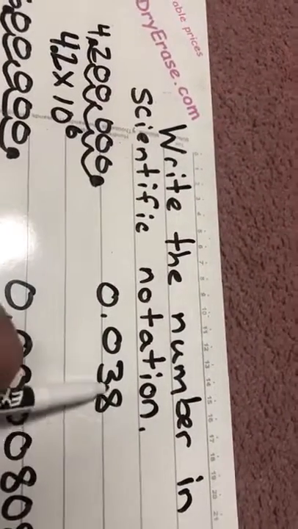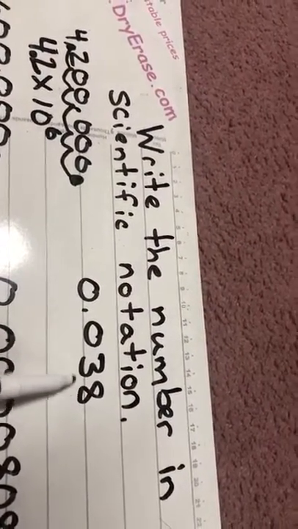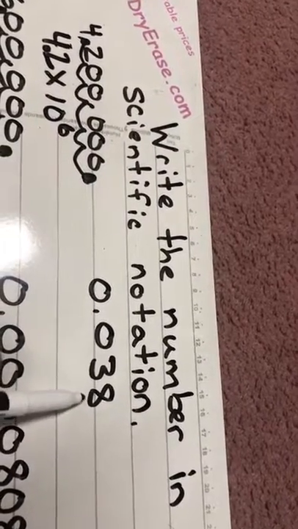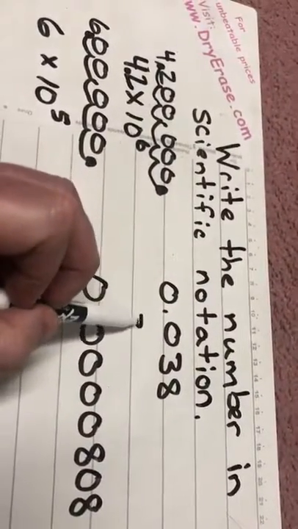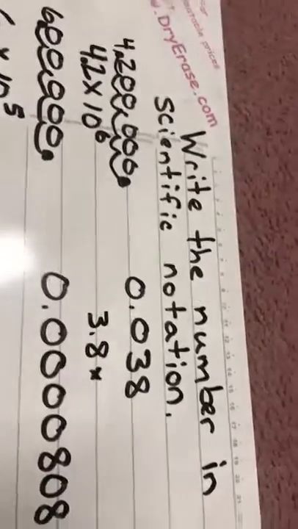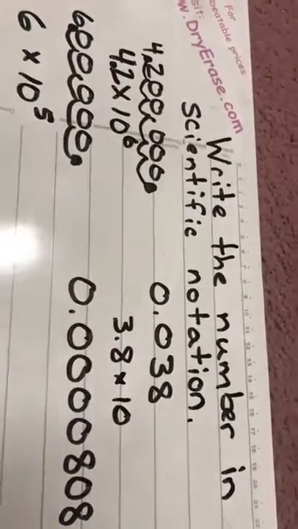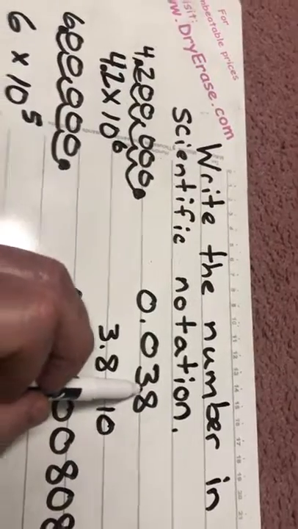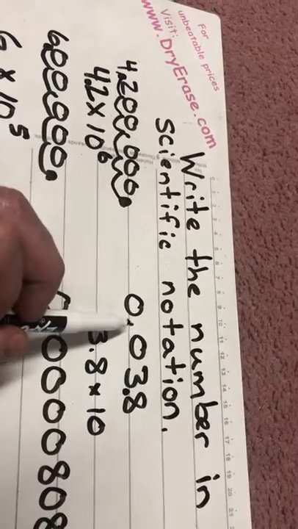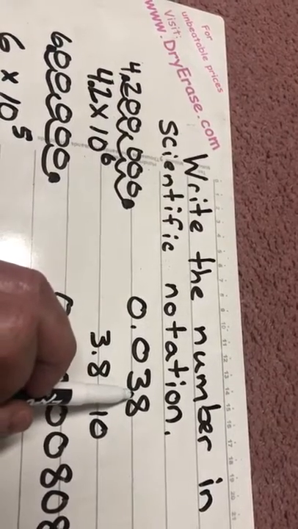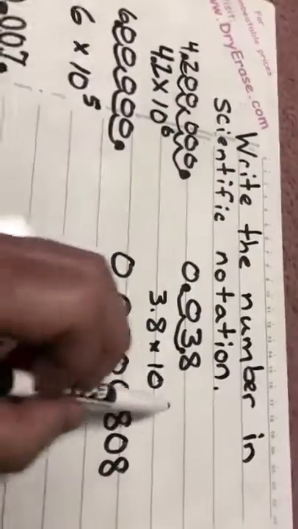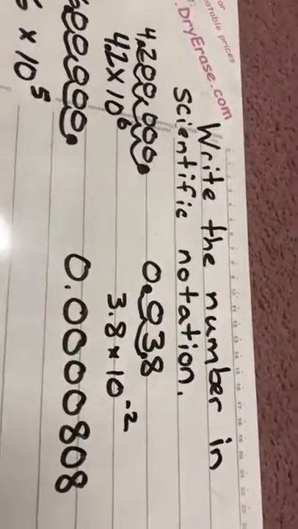0.038. Well, I can see 38 there. That's going to be kind of my number, but my number has to be at least 1 and less than 10. So I'm going to have to use 3.8. Of course, it's going to be a multiplication problem. Of course, it's going to be a base 10 problem. And if it's 3.8, I'm going to envision the decimal right there. But the decimal was here originally. So I'm moving it to the left 1, 2 places, which means that my exponent needs to be a negative 2.